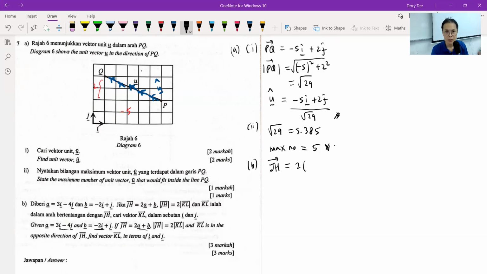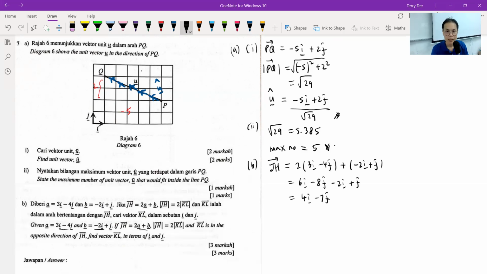2A, my A is now 3I minus 4J. This is unrelated to part A. And plus B. B is minus 2I plus J. As we multiply inside, you get 6I minus 8J minus 2I plus J. You will get 4I minus 7J.